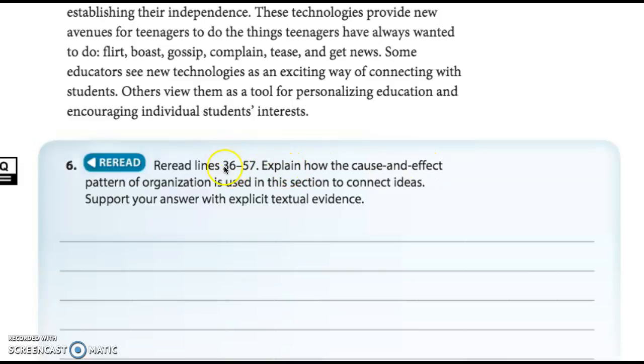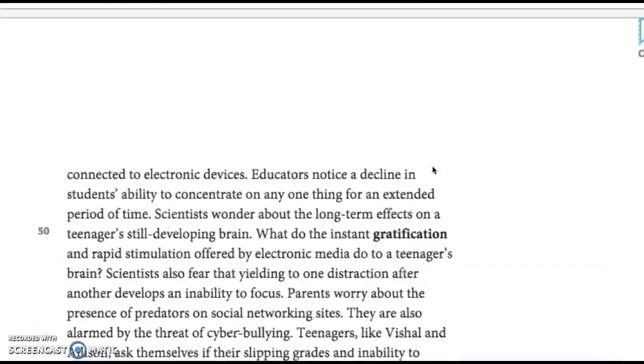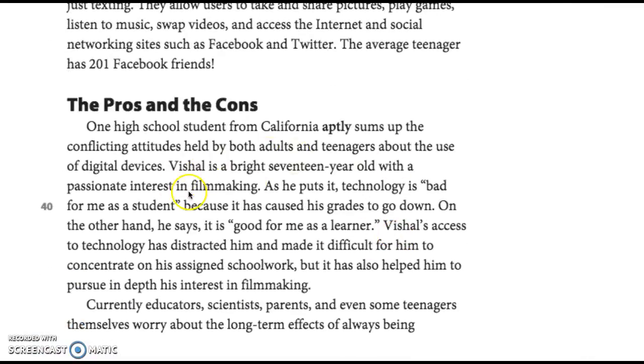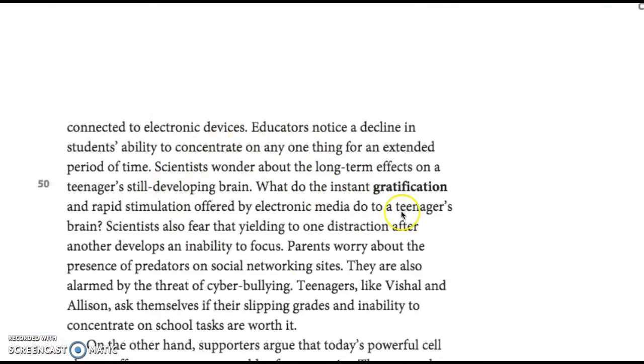So the author here in lines 36 through 57 uses this organization of listing a cause and showing the effect. In this case, the cause is different types of new technologies, and the effect could be one of a few things. Let's see, I want to just check 36 through 57. So it's talking about how the causes are different distractions that technology has and the effects that it has. On Vishal, it talks about how it hurts his grades. But it also talks about how it helps him to pursue filmmaking. So that's a cause and effect. The cause is the new technology, and the effect is either bad grades or really helps him to pursue his interest in filmmaking.